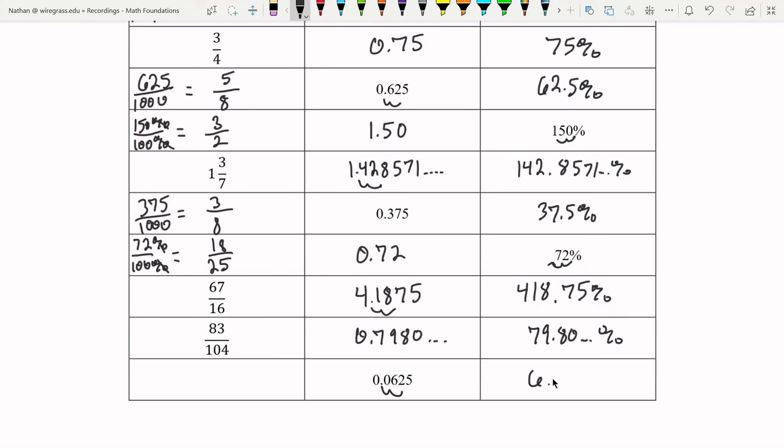Okay, last one. 2 spaces over. That's going to give us 6.25%. And go 4 spaces over. 625 over 10,000. I'm pretty sure I can divide top and bottom by 125 again. So I can divide by 5 to give us 1 over 16. Double checking that, 1 divided by 16 gives us 0.0625. So all that stuff checks out.